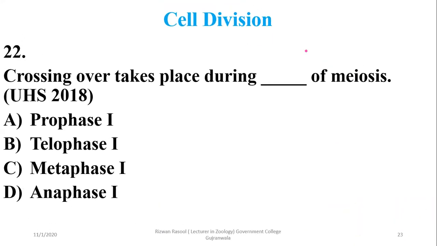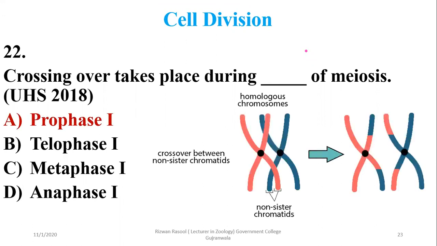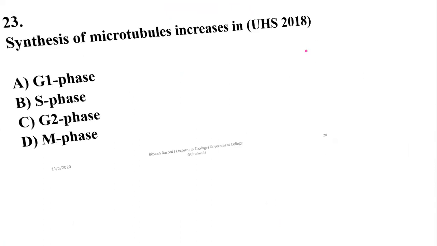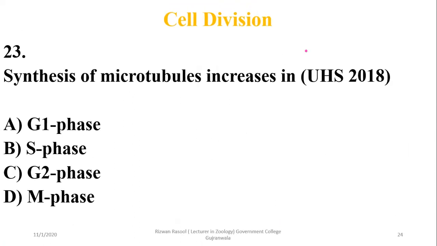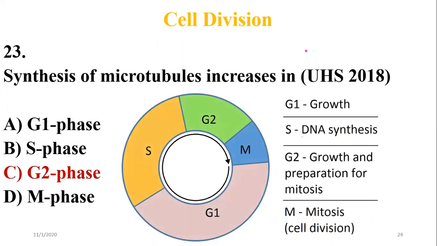Number 22, crossing over takes place during which phase? It takes place during prophase 1 of meiosis, and synthesis of microtubules increases in the pre-mitotic phase, that is G2 phase, and microtubules are required for the formation of spindle fibers, which will assist in movement of chromosomes during M phase.